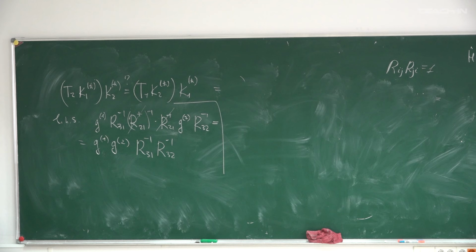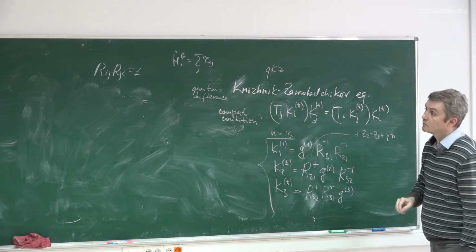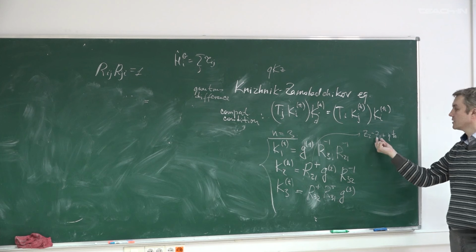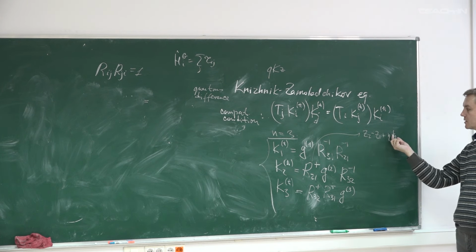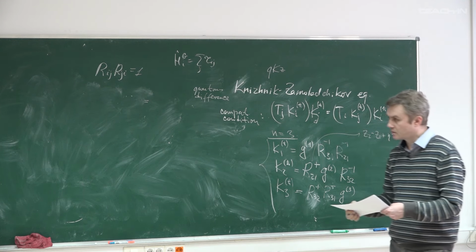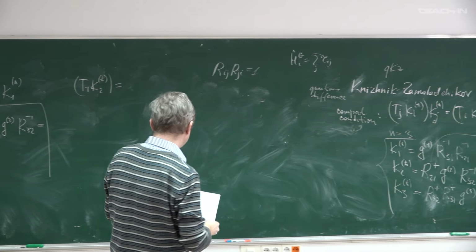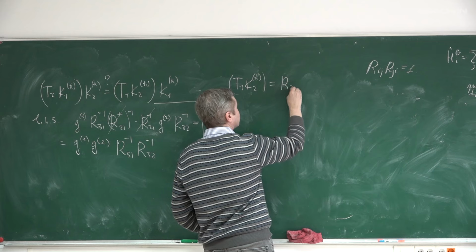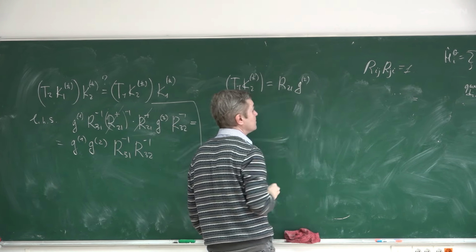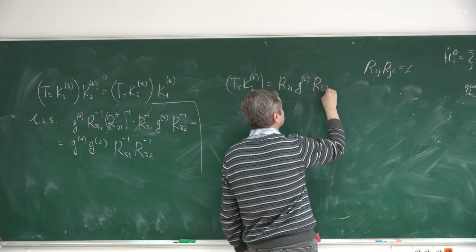So we had here the argument Z2 minus Z1 plus eta h. And when we act on this K2 by T1, this Z1 is shifted exactly by this expression, and this expression is cancelled out. So what we should write here is just, maybe it's better to write first T1 K2. It may be better to write it separately. It is just R21 without plus G, G2 and R, R32 inverse.